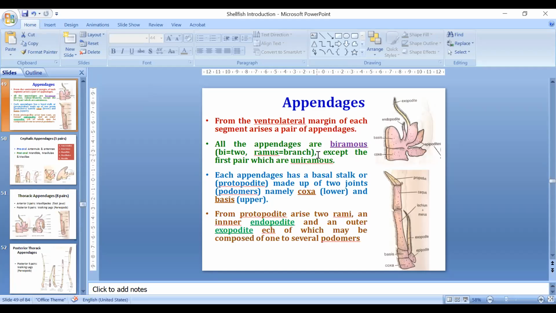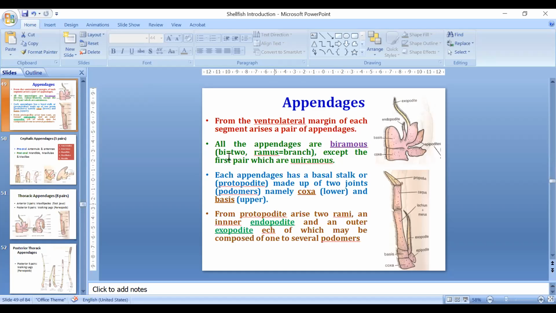Okay, so sometimes in objective type questions, the question may come: which of the following appendages is uniramus, or which of the following appendages is biramus in Palaemonid prawn. This type of question also comes in exams. So all the appendages are biramus except the first pair, the antennules, the first cephalic appendages, which is uniramus or unbranched. Now each appendage, whether cephalic, thoracic or abdominal, has a basal stalk. Basal stalk means where the appendage comes out from the body.